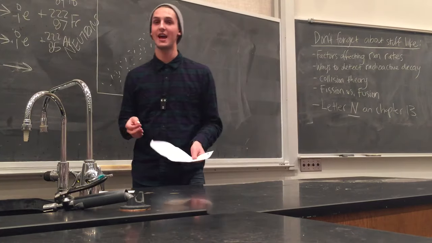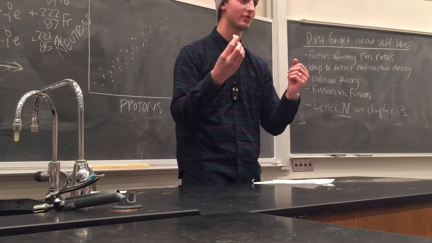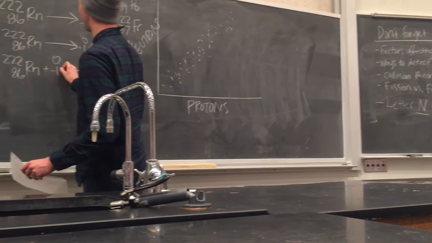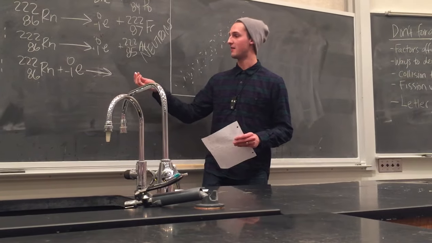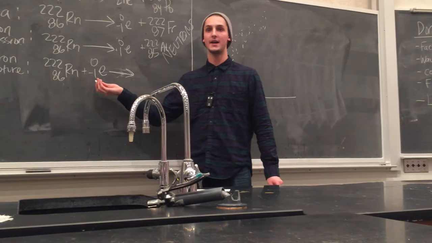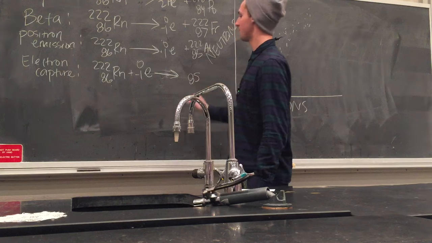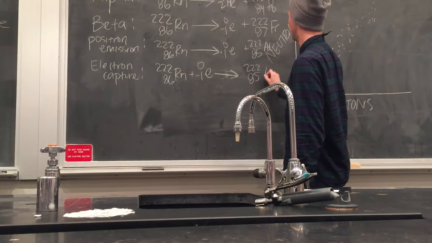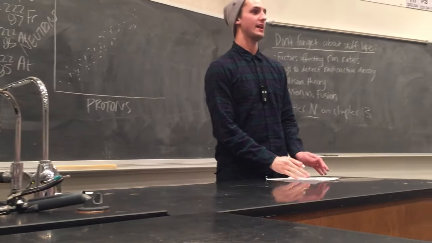Okay, now electron capture. Again, the wordage, we're capturing an electron. So I'm going to have a 0, -1, e on the left. Now I want to get these two sides to balance. I have 86 plus -1, that's a total of 85, so on the right I have to have 85. The top number didn't change, so 222, and that's At. Okay, any questions on that?